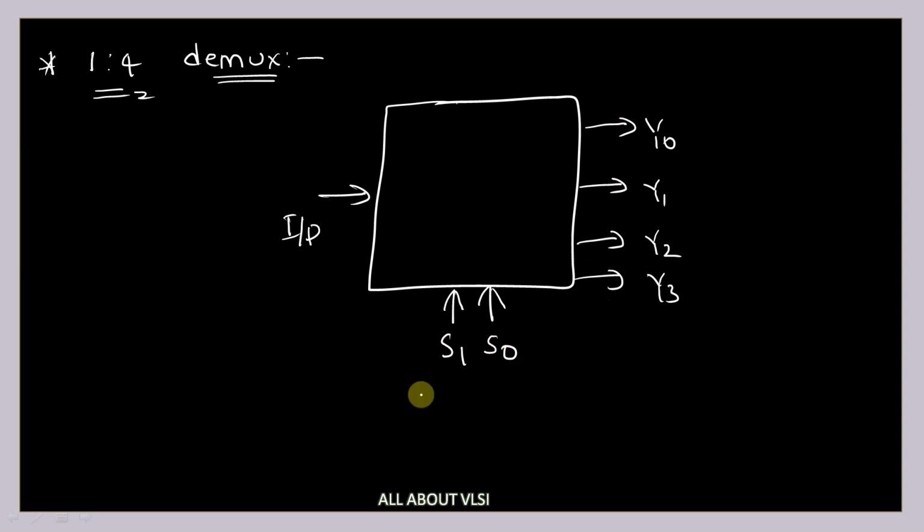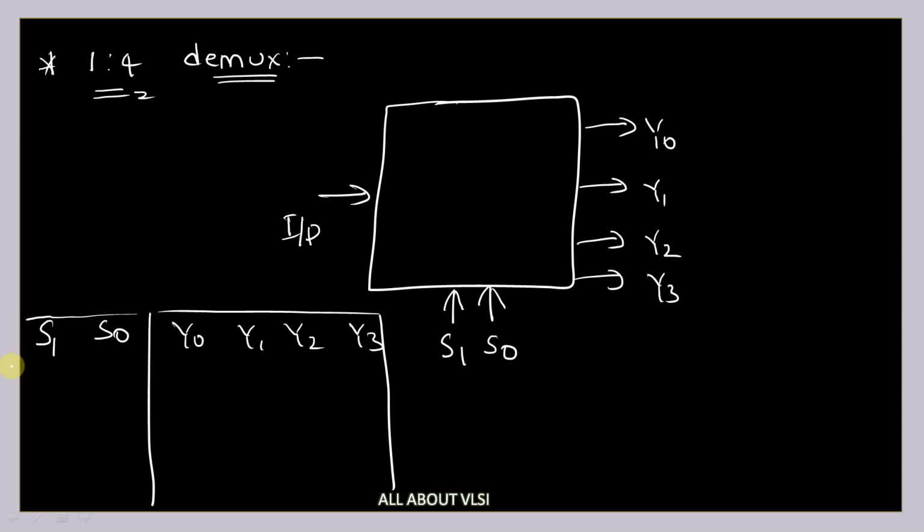Depending upon the values of s1 and s0, it is decided which output will be connected with the input. So s1, s0, y0, y1, y2 and y3. This is your truth table, and depending upon the values of s1 and s0, 0 0, 0 1, 1 0 and 1 1.